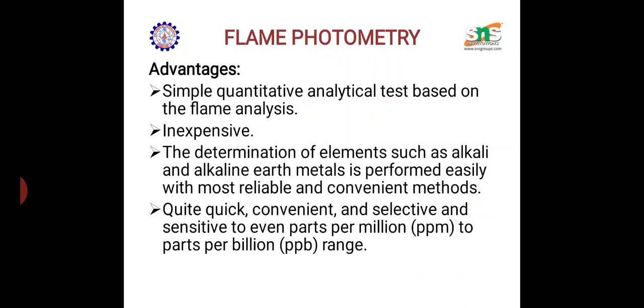Advantages: it allows qualitative and quantitative analysis. We can identify what type of metal is present, and also how much is present. It is a very simple instrument with a low cost. It has a simple procedure, only the injection of a sample. The determination of alkali and alkaline earth metals is a reliable and convenient method. We can easily measure in ranges like ppm and ppb, parts per million and parts per billion.